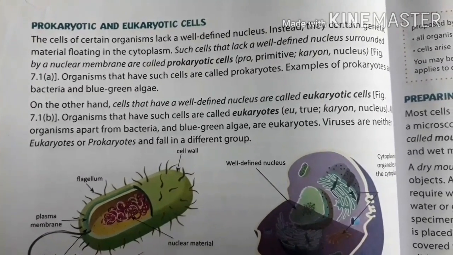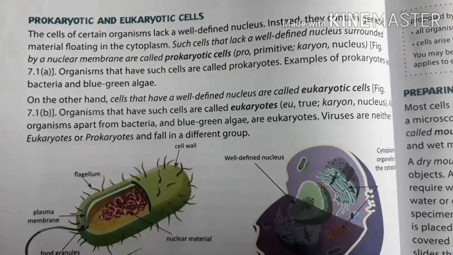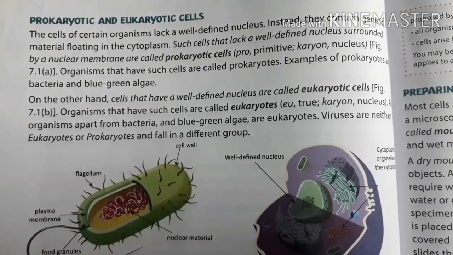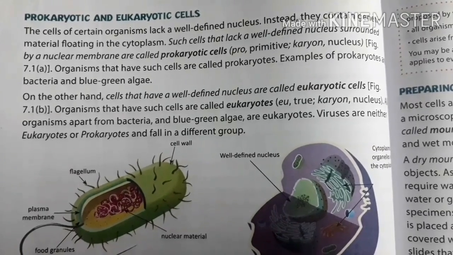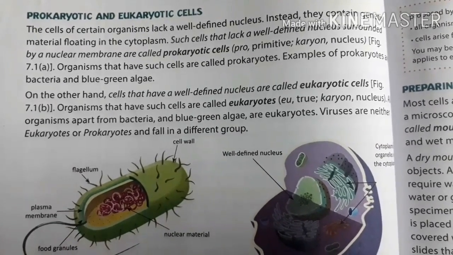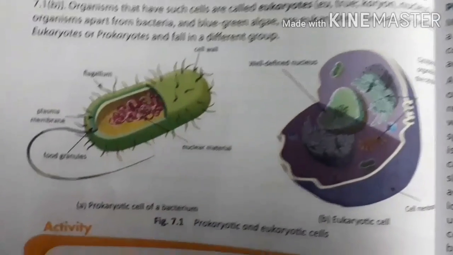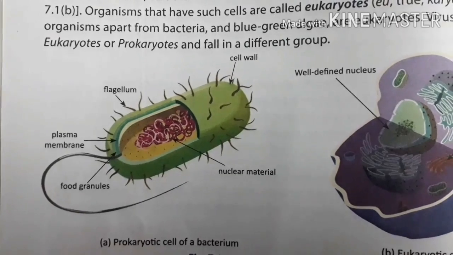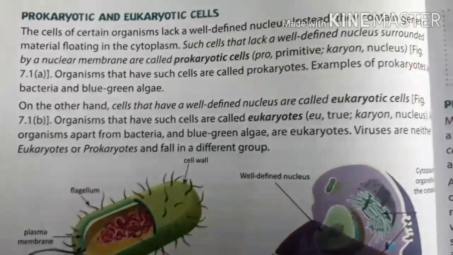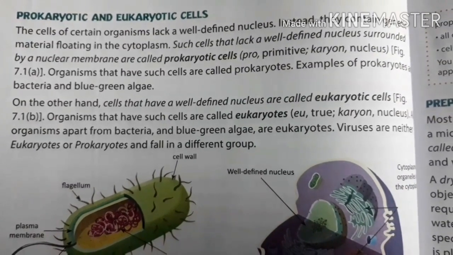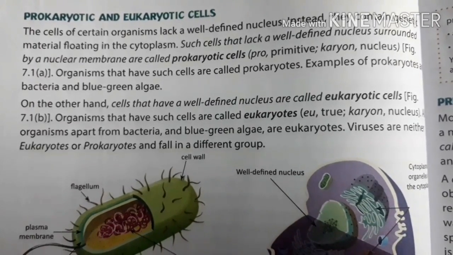After this, prokaryotic and eukaryotic cells. The cells of certain organisms lack a well-defined nucleus. Some of the cells will not have a well-defined nucleus. Instead, they contain genetic material floating in the cytoplasm. They will directly have genetic material floating in the cytoplasm. You can look at this picture. There is no nuclear membrane; the genetic material is floating in the cytoplasm.